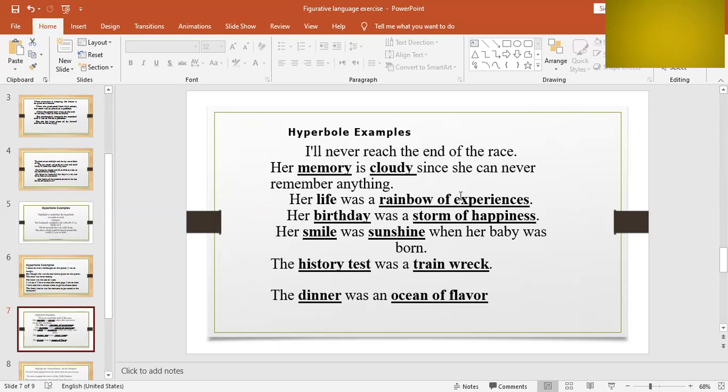Her smile was sunshine when her baby was born. Also, her smile was very shining, and she was very happy, a very big smile which fills the place like sunshine, and it gives a brightness for everybody like sunshine. So you have to explain what you imagine.